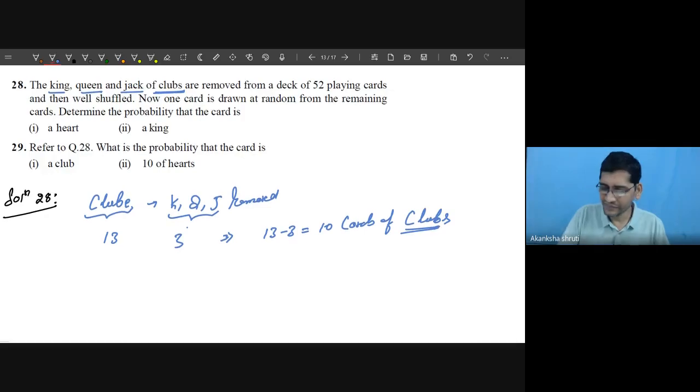Okay, students? So only these 10 cards you have to take are removed from the deck of 52 playing cards. Then well shuffled. Now one card is drawn at random from the remaining card. Determine the probability that the card is heart. Or a king. Yes. What it will be?